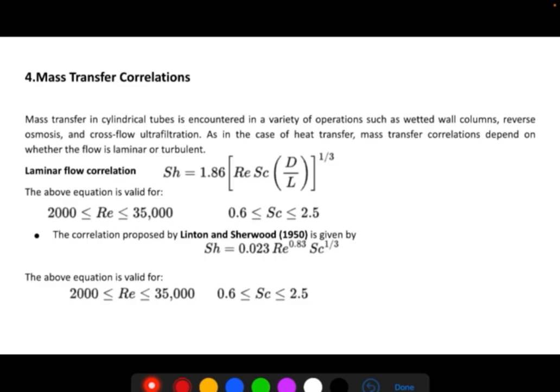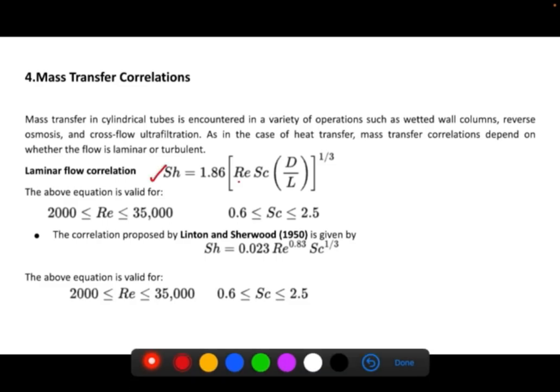Here we have an equation of Sherwood number as 1.86 into Reynolds number into Schmidt number into D by L ratio, to the whole power 1 by 3. The above equation is valid for Reynolds number in the range of 2000 to 35,000 and Schmidt number in the range of 0.6 to 2.5.